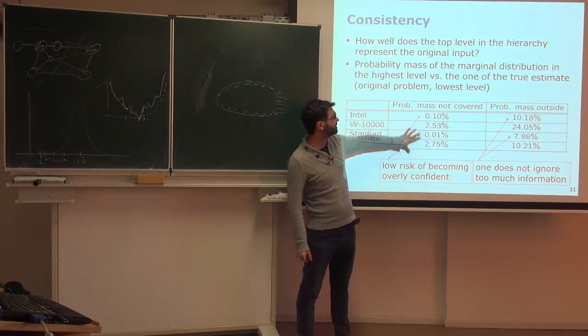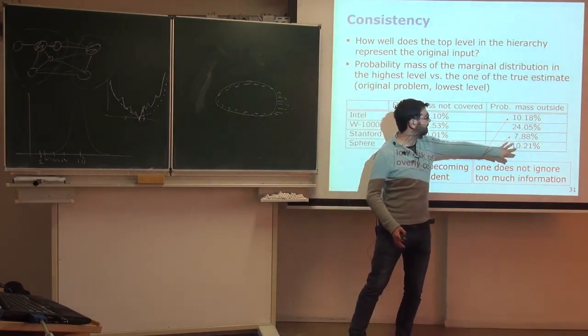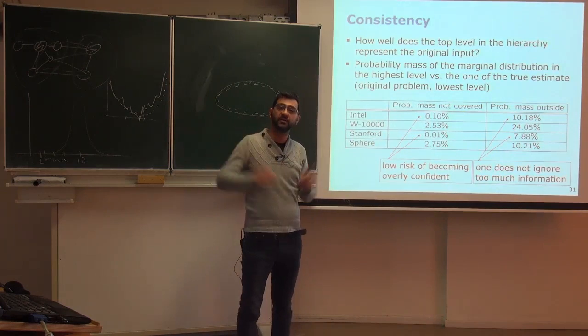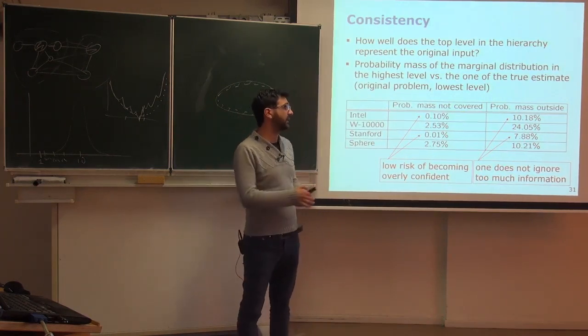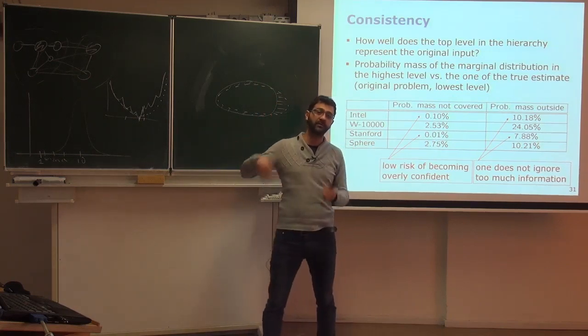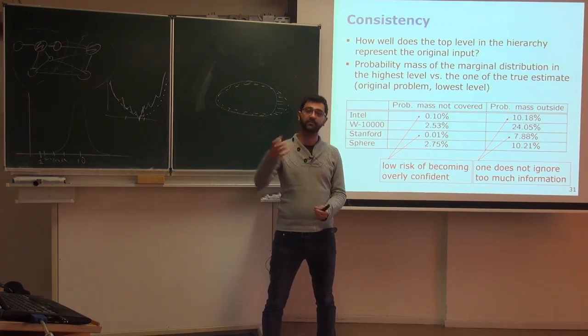So the mass of the distribution not covered is very low. But we are a bit underconfident in some way. So the estimate is a bit larger than usual, which is not too bad, and it also makes sense in some way because part of the information has been thrown away, part of the measurement has been thrown away. That makes the whole estimate a bit more uncertain.